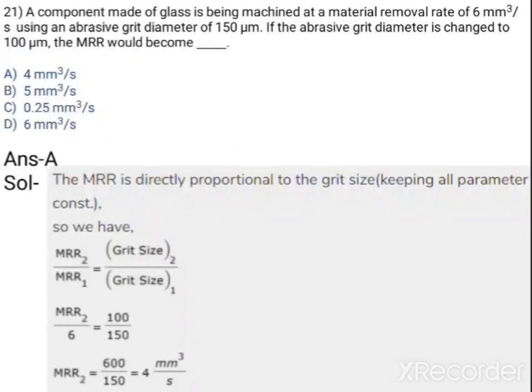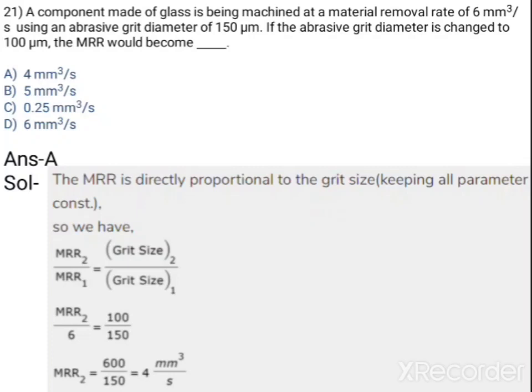So now question number 21. A component made of glass is being machined at a material removal rate of 6 mm cube per second using an abrasive grit diameter of 150 micrometer. If the abrasive grit diameter is changed to 100 micrometer, the material removal rate becomes, okay, the material removal rate is directly proportional to grit size.